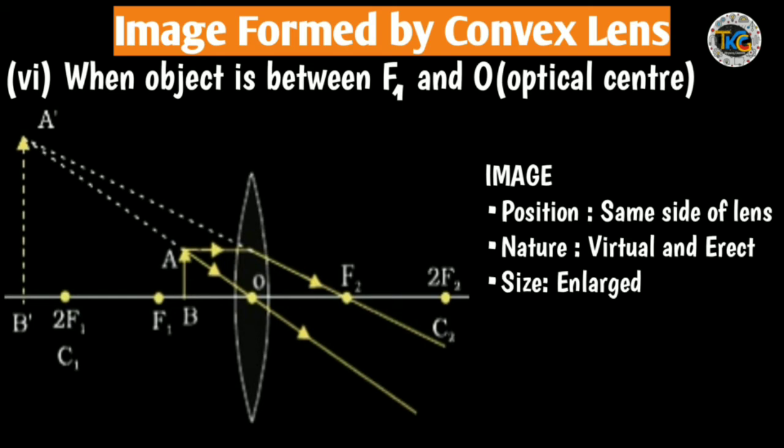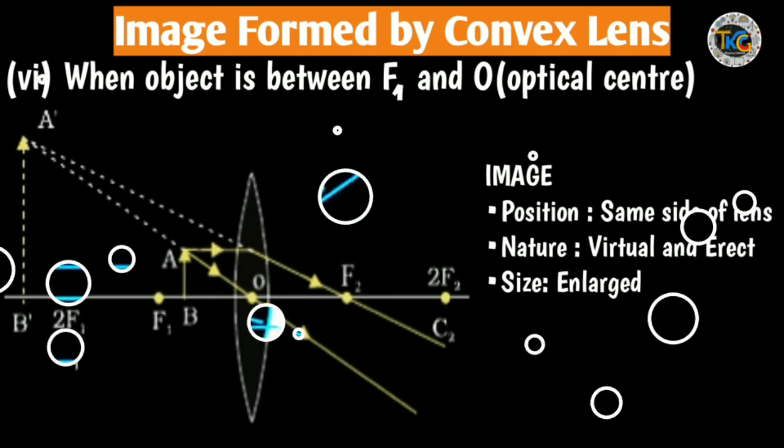And there is also an important last case: when the object is placed between focus and the optical center, the image is formed on the same side as the object. In this particular case, the image nature is virtual and erect, and the size is enlarged. So this is all about image formation by a convex lens.